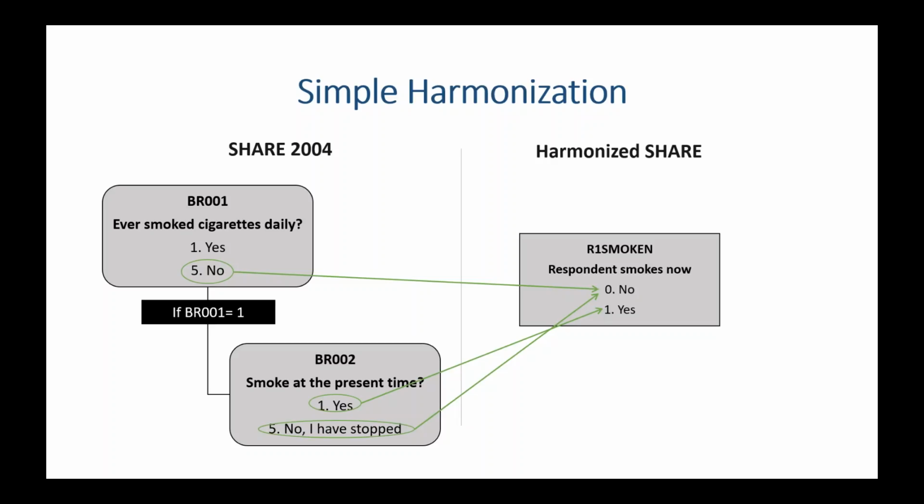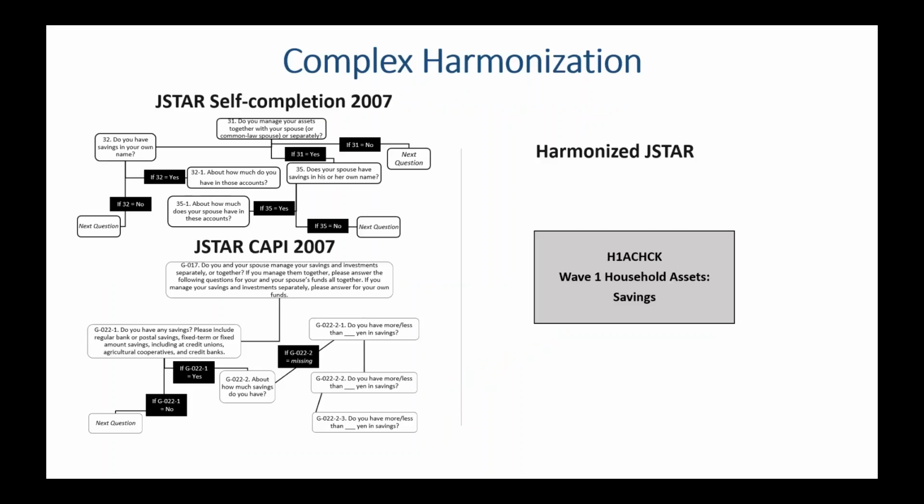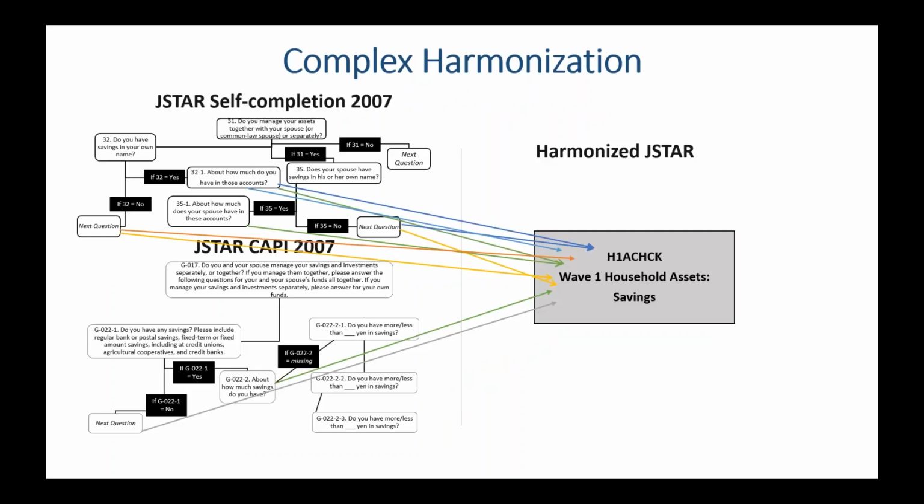We also have skip patterns which are much more complicated, and skip patterns that change between different waves. So for instance, maybe there's a question that was asked in the first wave, and then based on how you answered that, when the interviewer comes back in the next 2 years, your interview might be a little bit different. And so we also account for those cross-wave skip patterns. Here's a very complex example of skip pattern analysis, which is taken care of.